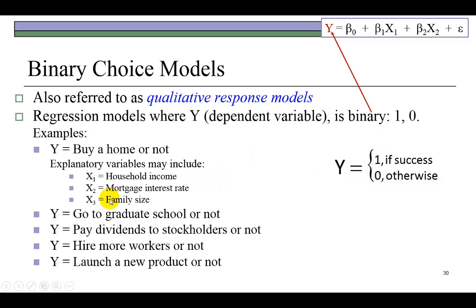And some of the explanatory variables that may play into this type of decision making may include household income, mortgage interest rates, and family size. Now, additional examples of cases where y is a qualitative variable would be the decision to go to graduate school or not, the decision as to whether a firm should pay dividends or not, whether a firm should hire more workers as it expands, whether a firm should launch a new product. So in all of these cases, y is a binary variable and would take on the value 1 if the success criterion, as in each of these cases, has been met.